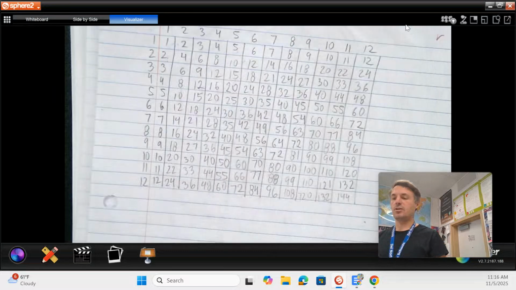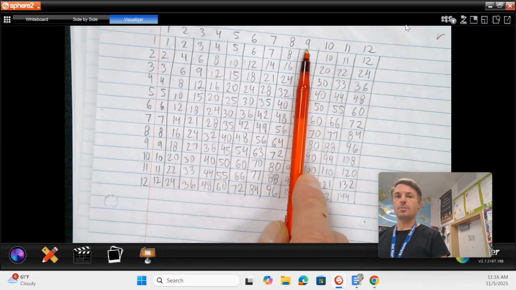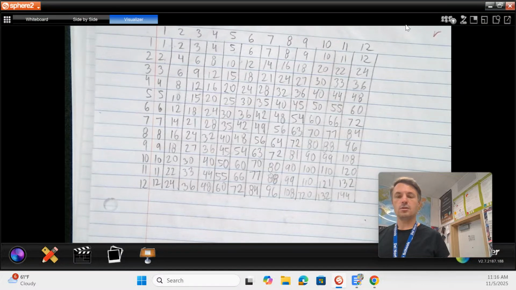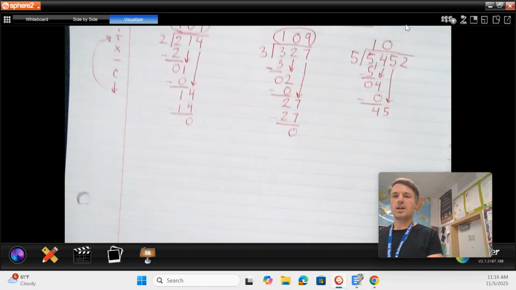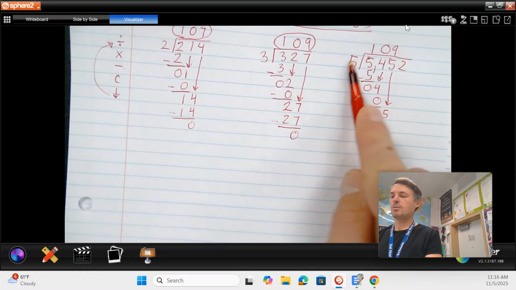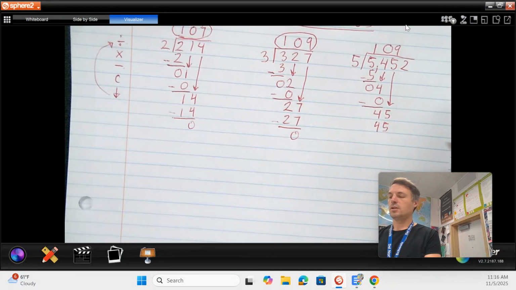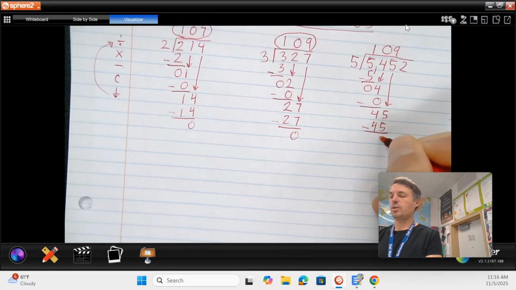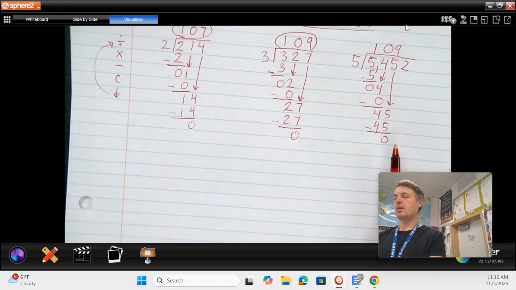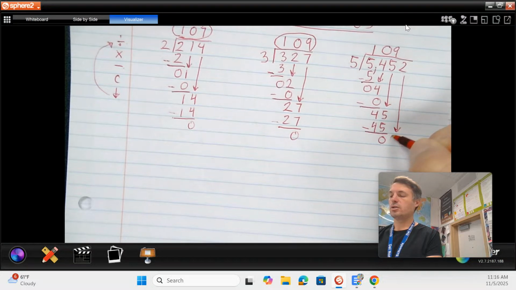But let's say you don't know that. You go to the 5, you go to 45, and you go straight up. It can fit in 9 times. Okay? So 5 can fit into 45 9 times. Then we multiply. 9 times 5 is 45. Then we subtract. 45 minus 45 is 0. We compare. Is 0 smaller than 5? Yes. So now we bring down the 2.